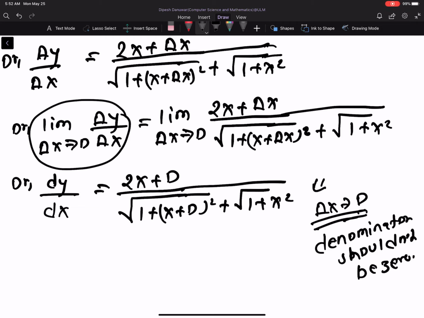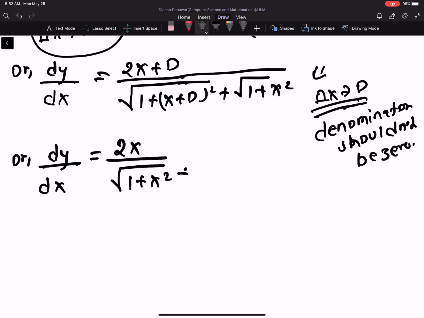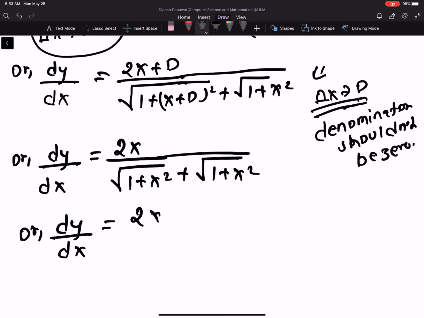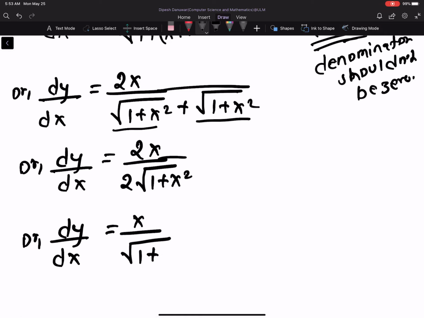So now you got that part. So dy by dx is equal to 2x by root under 1 plus x square plus root under 1 plus x square, or dy by dx is equal to 2x by the same thing, so they add up, that will make 2 root under 1 plus x square, or dy by dx is equal to x by root under 1 plus x square, and that's your answer.